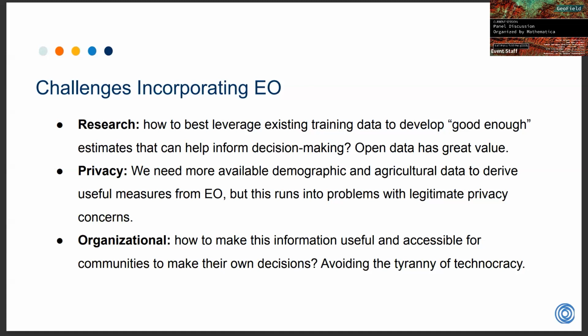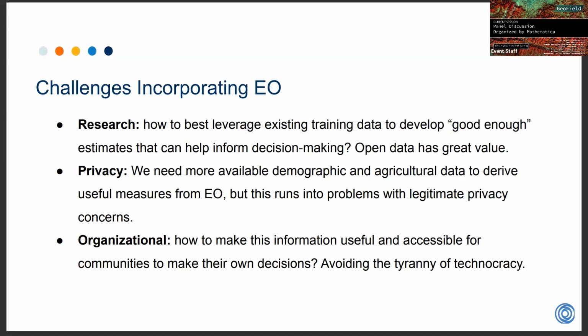So some challenges. On the research side, I think there's often almost a fetishization of your root mean squared error or your R squared, right? We lose track of what the point of the research is, which ultimately is to help inform policy, help inform better decision-making.